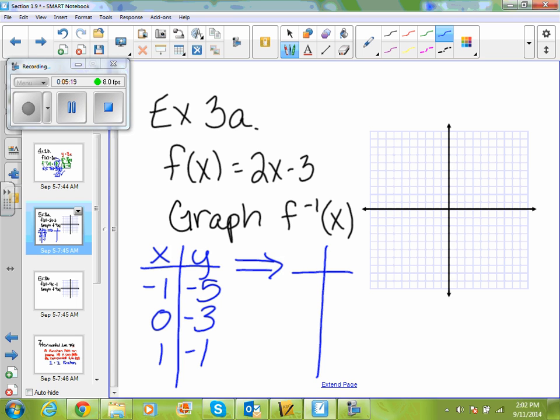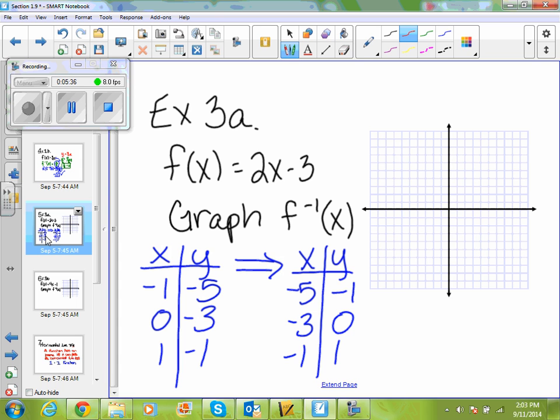Okay. And then our inverse is just our x's and y's switched. So this would become negative 5, negative 1. All I did was switch them. Negative 3, 0. And negative 1, 1. So you just switch your x's and y's.